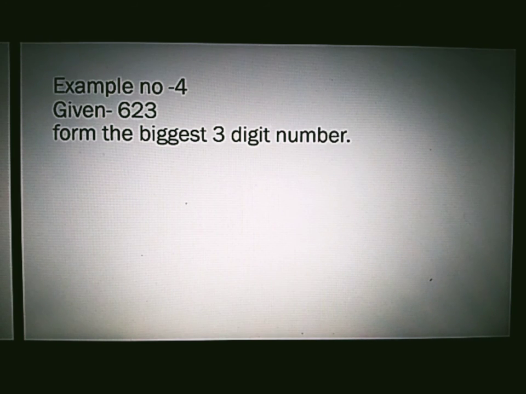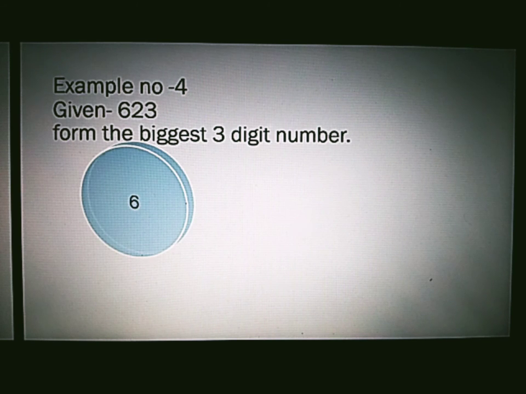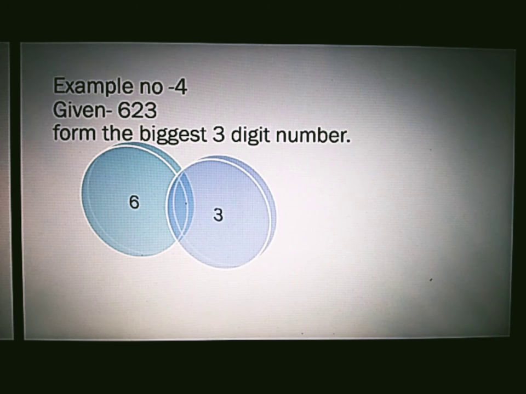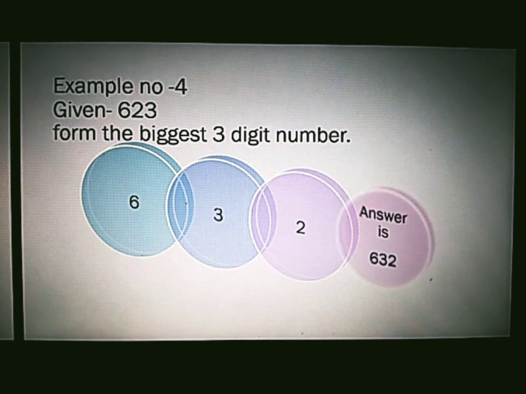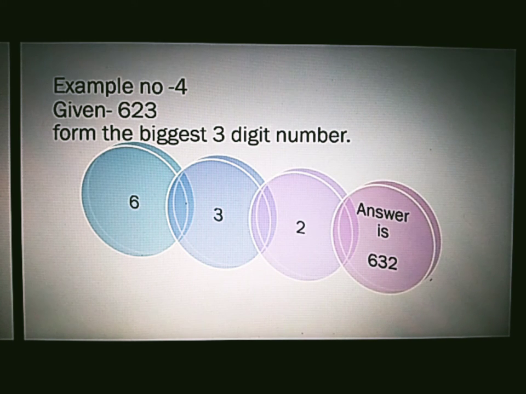Let's see one more example. Example number 4. Given numbers are 6, 2 and 3. Form the biggest 3-digit number. The biggest number is 6. After that we have another bigger number, that is 3, and the smallest number 2. So the final answer is 632.